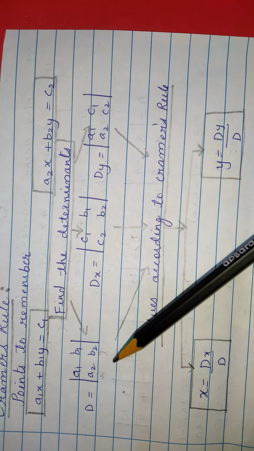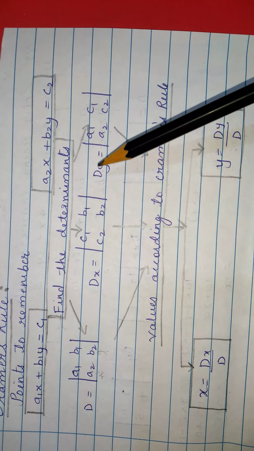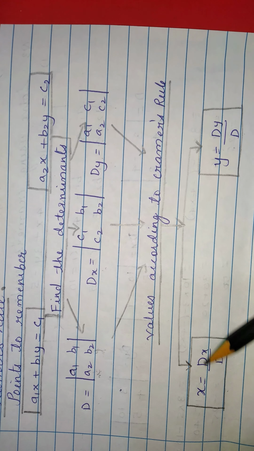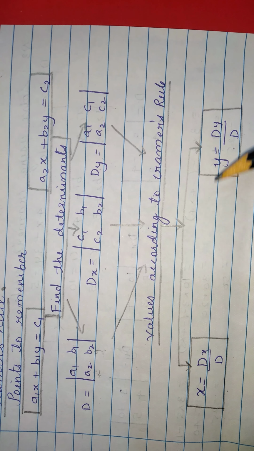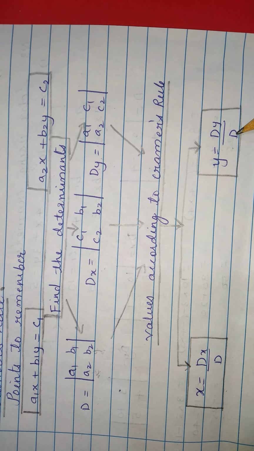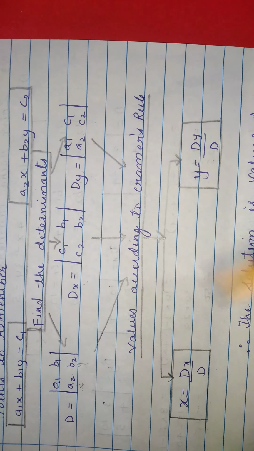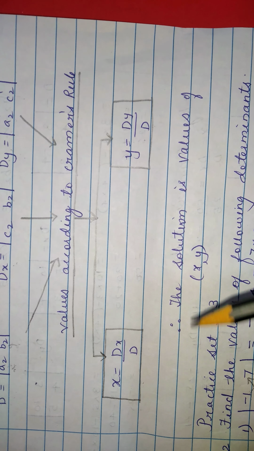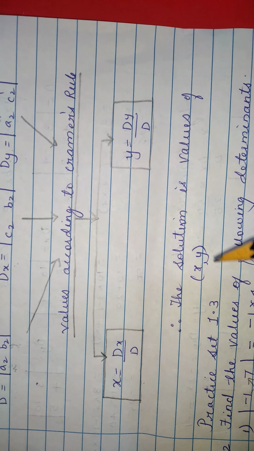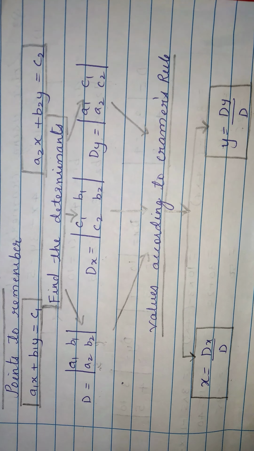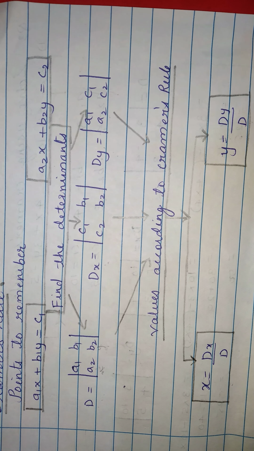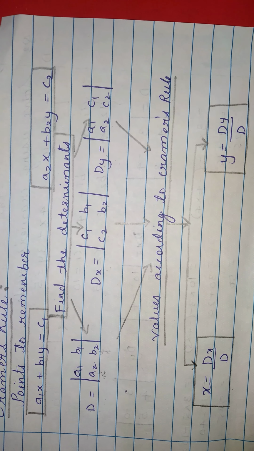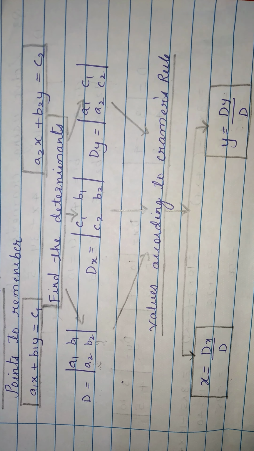Once you find d, dx and dy, we can find x by using Cramer's rule. x is equal to dx upon d and y is equal to the value of dy upon d. So the solution using Cramer's rule will be the value of x and the value of y. It is very easy to remember this flowchart. If you remember this flowchart, you can use Cramer's rule very well and obtain a right answer.